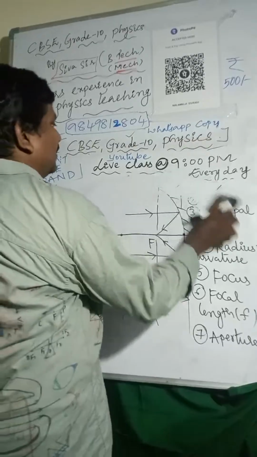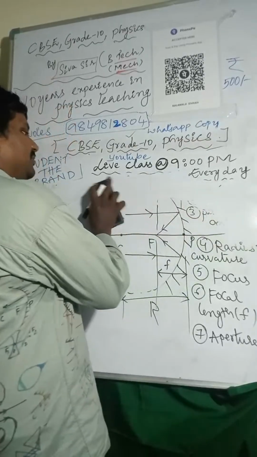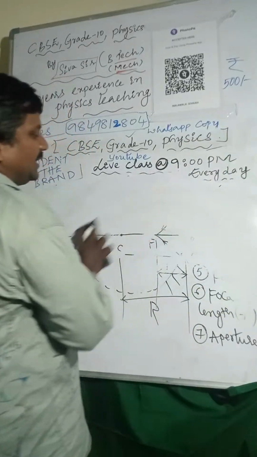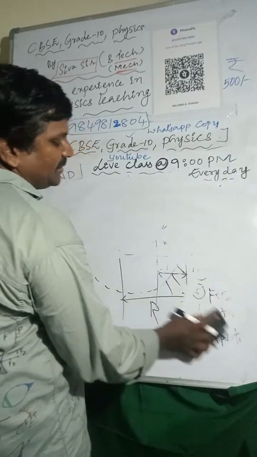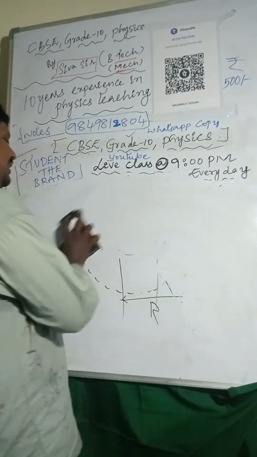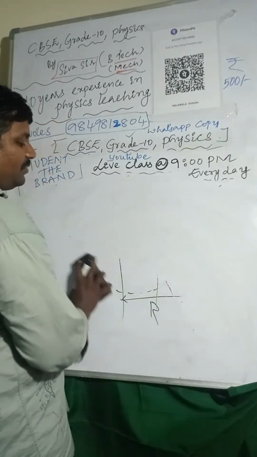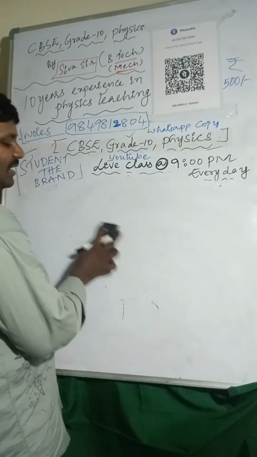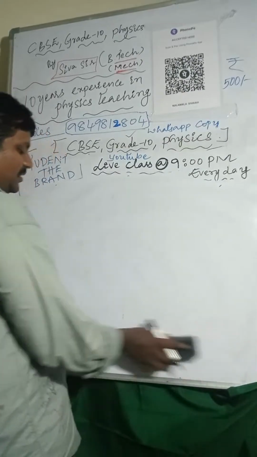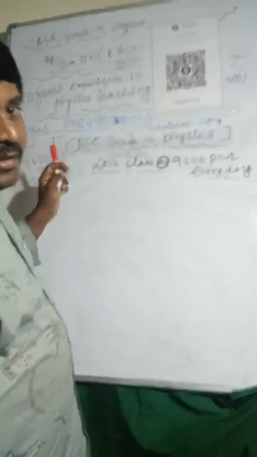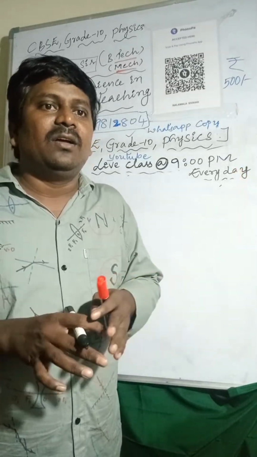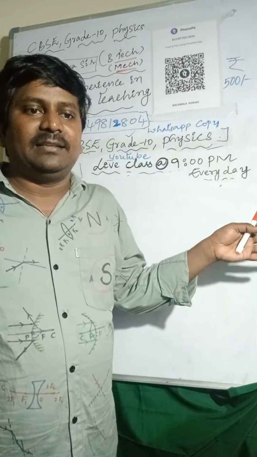Next, we are talking about light reflection and refraction. In that, we completed terms related to spherical mirrors. Next we are going to the rules of image formation for spherical mirrors. There are two types of spherical mirrors. How many are there? Two types.